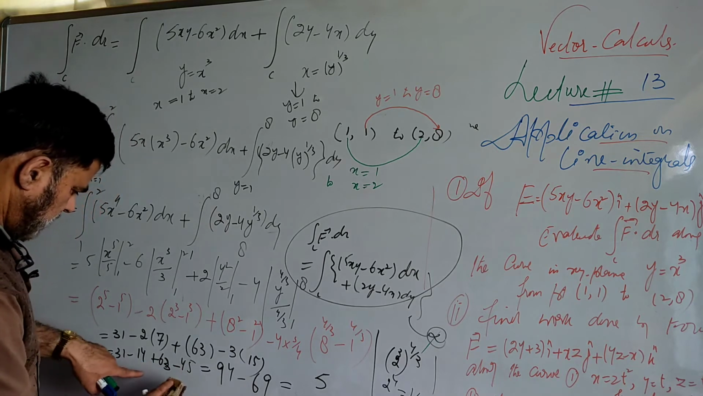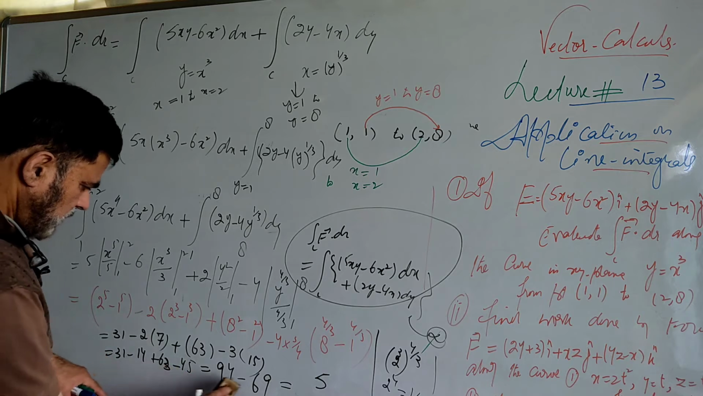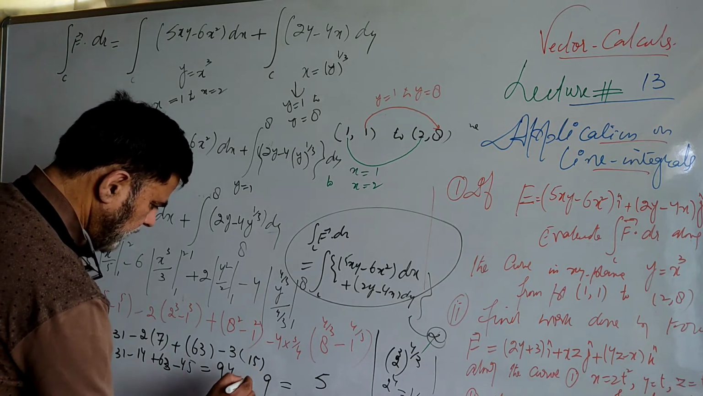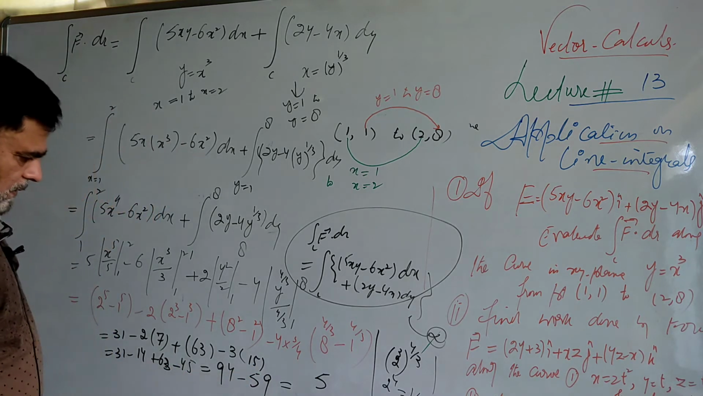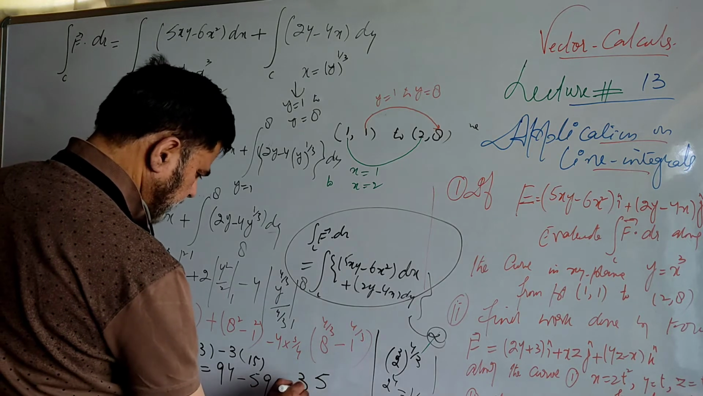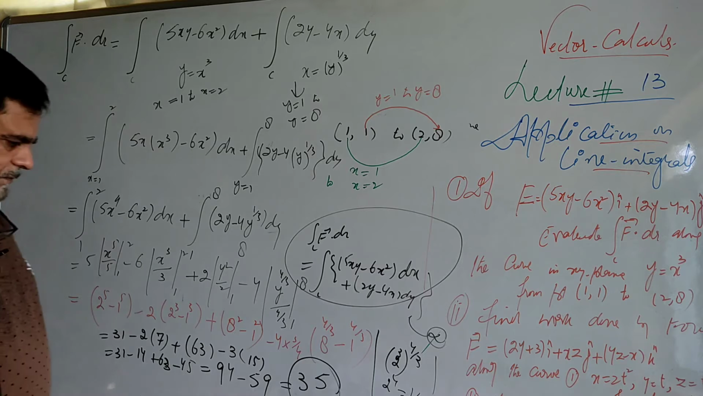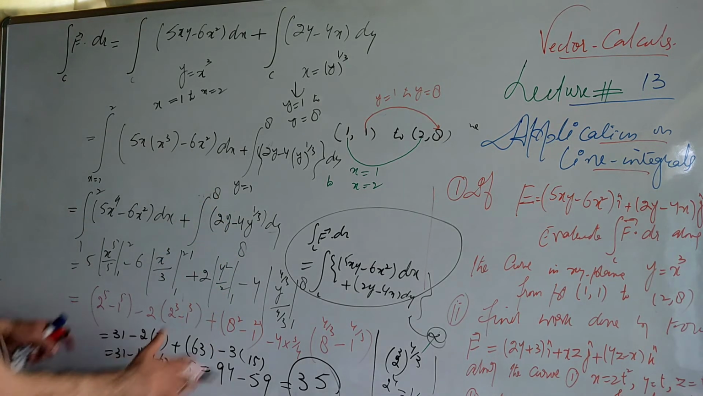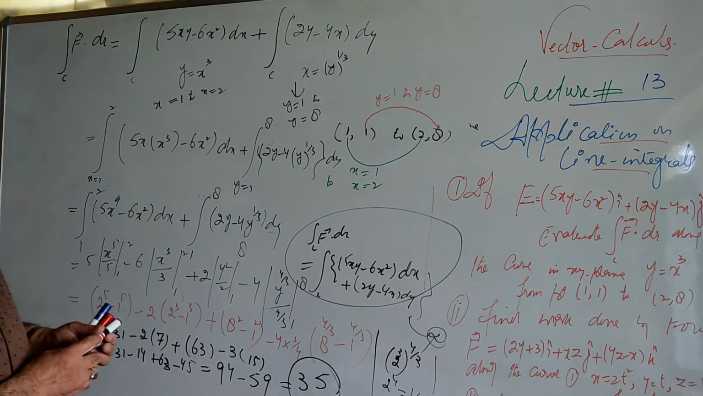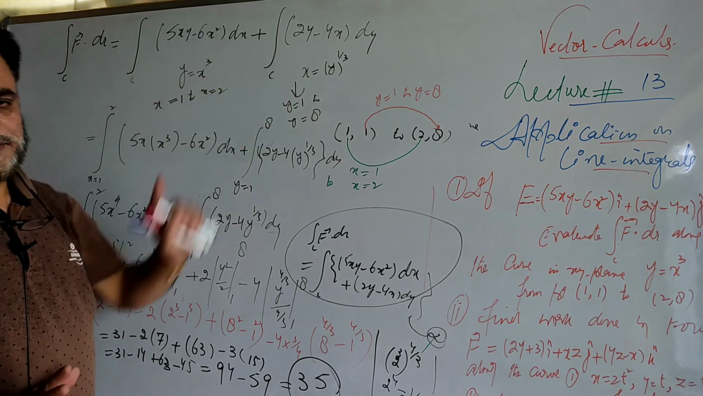We have done a mistake here. It is 5 here. It is 35. The result is 35 when we evaluate it along both dx and dy. This is the first method.